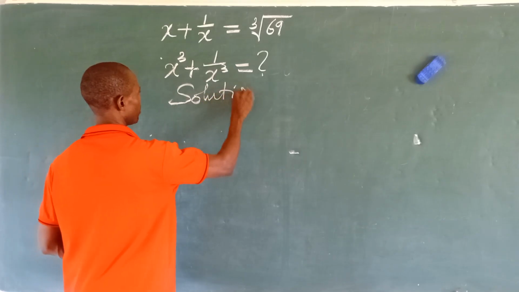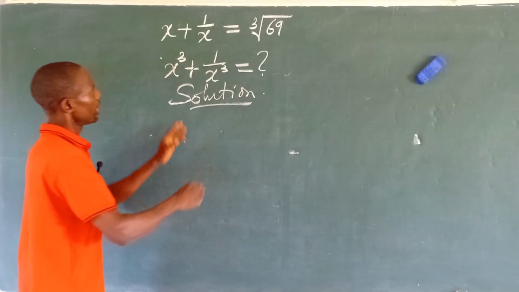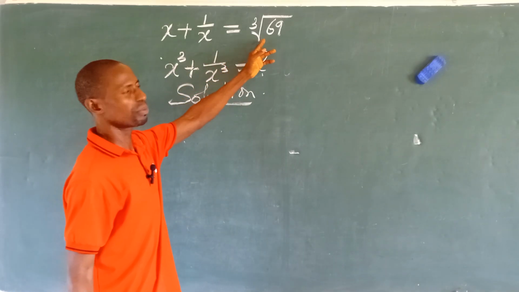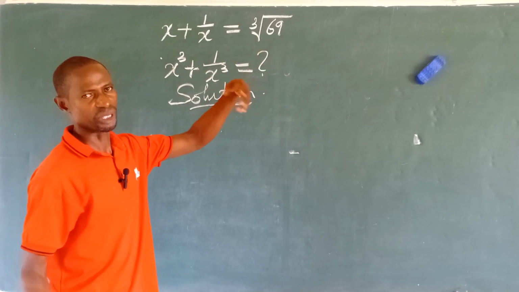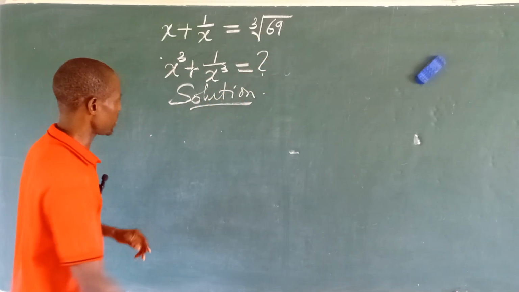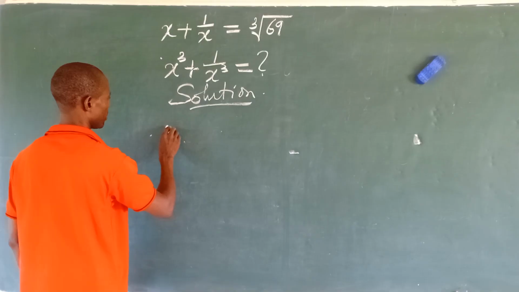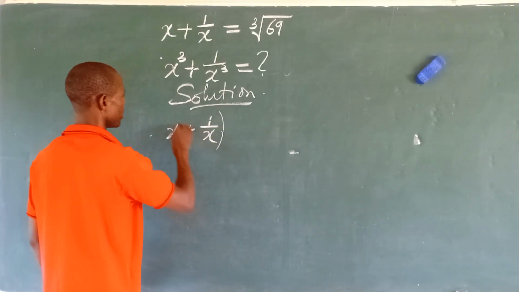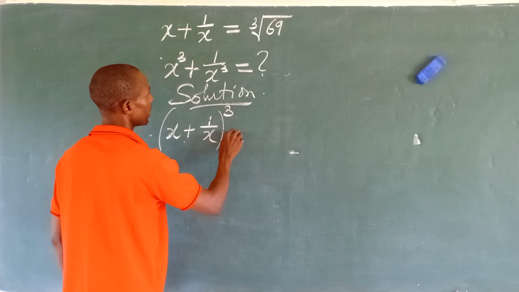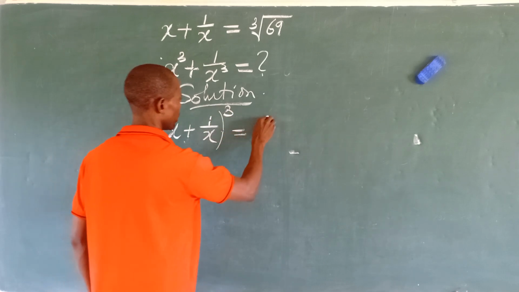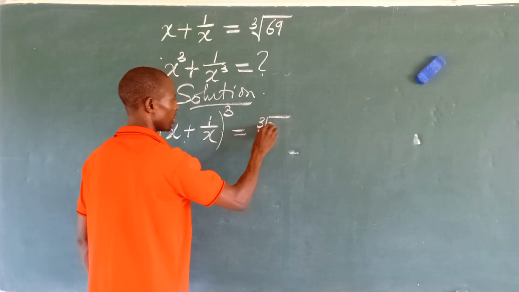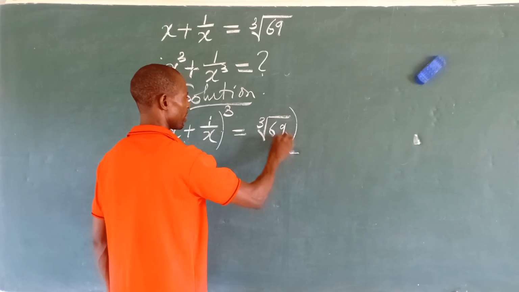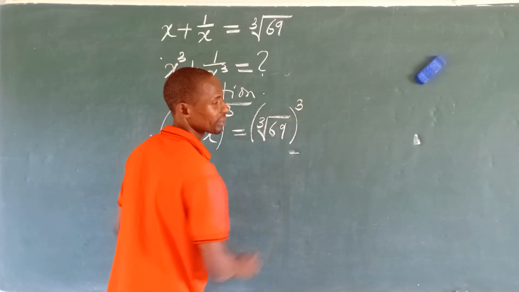So the first thing we're going to do here is this. Look at this here. We have the cube root of 69. So we just have to take the cube of both sides of the equation. From the original equation, we have x plus 1 all over x all raised to the power of 3, equal to the cube root of 69 all raised to the power of 3.